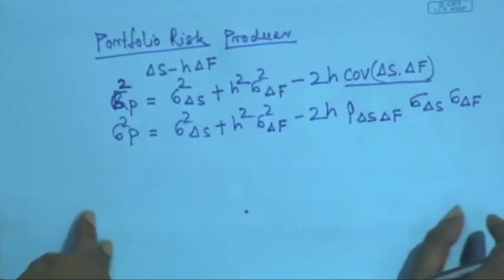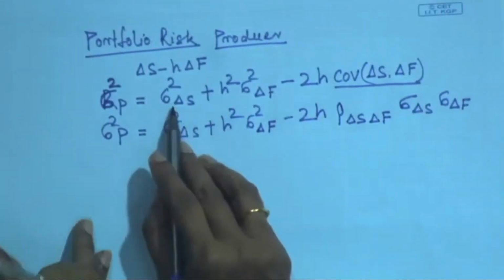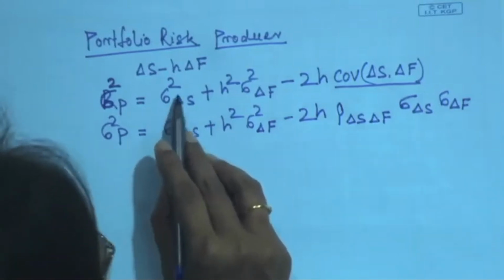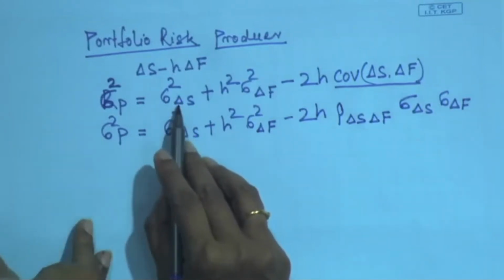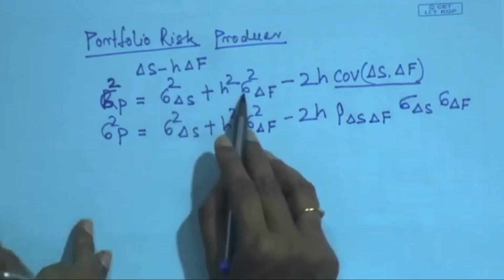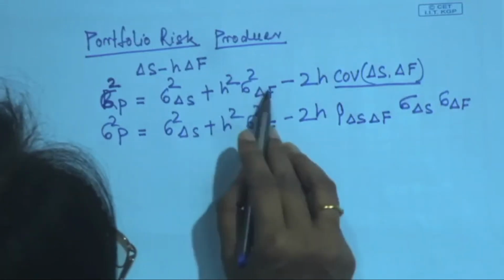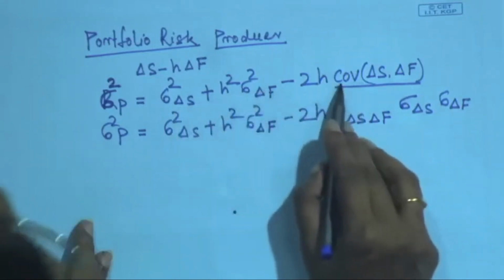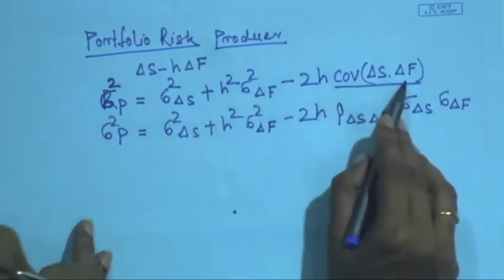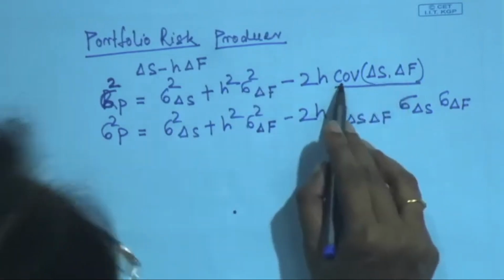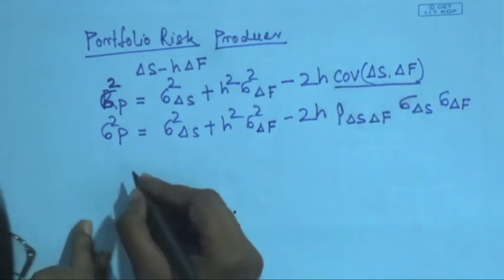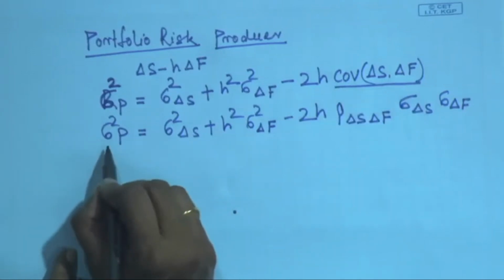And when we are using the word sigma square, this is the variance of the return of the underlying asset. Sigma square is the variance of the return of futures. In combination, how both delta S and delta F are moving with each other is governed by the covariance factor. So this is our sigma square P.